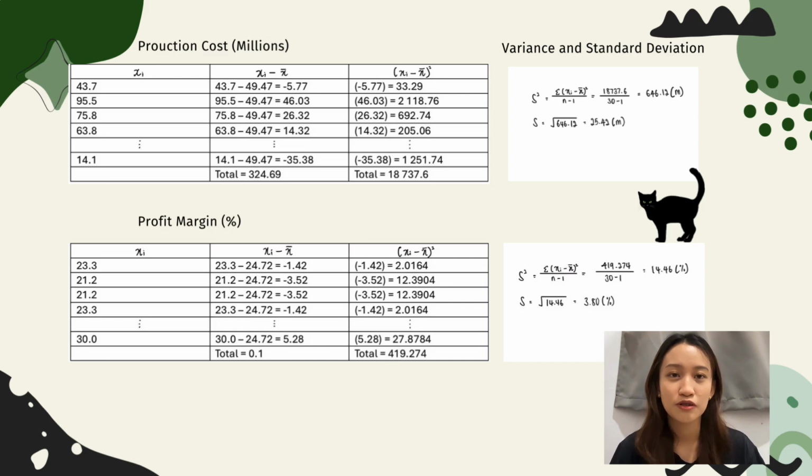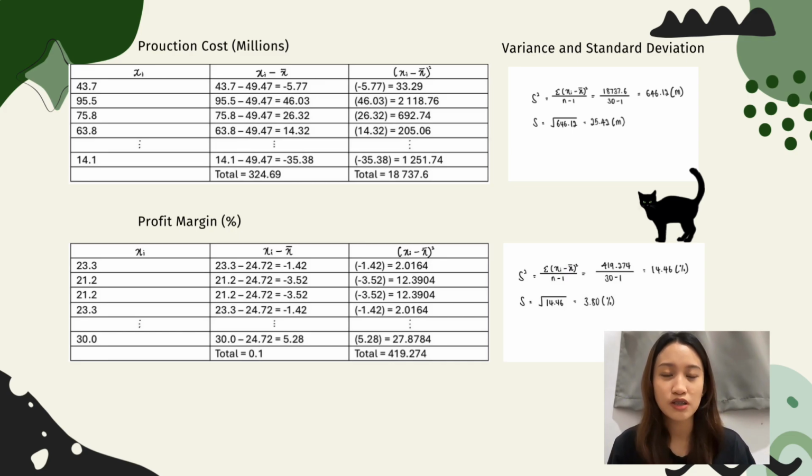Before I talk about the calculation, let me explain these two terms, variance and standard deviation. Variance shows how spread out the data is around the average, while standard deviation is simply the square root of variance, which tells you how much the data varies, but in the same unit as the original number. For production cost, the variance is 646.12 and the standard deviation is 25.42 million. This means that production costs vary a lot between companies.